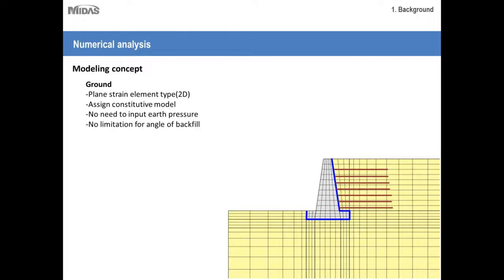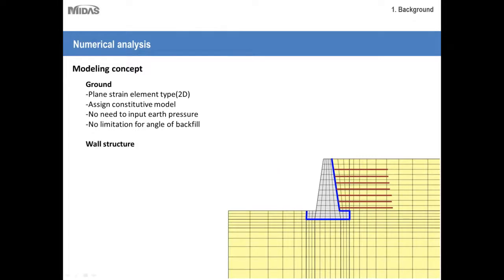And there is no limitation on the angle of the backfill, so it can be at any angle you want depending upon your slope and depending upon the location of your retaining wall. So you have more options, or you are more flexible with handling different types of backfills at different angles.